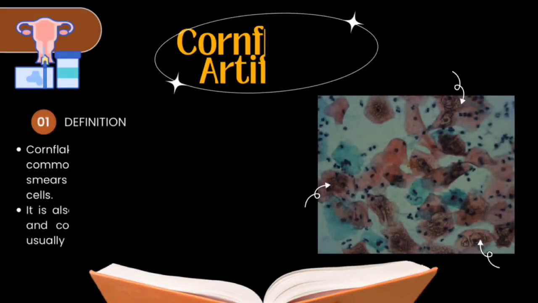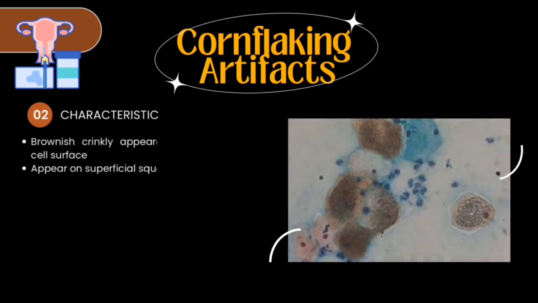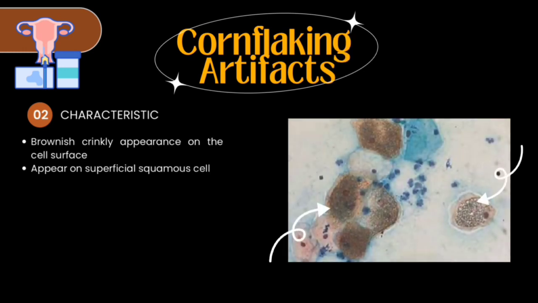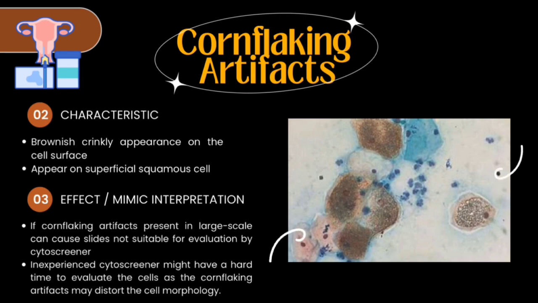The first artifact that may appear in cytological smears is the cornflaking artifact, which is a common phenomenon, especially in pap smears. It is also an air bubble artifact that is brown and conceals the nuclei of superficial cells. It has a brownish crinkly appearance and mostly appears on superficial squamous cells.